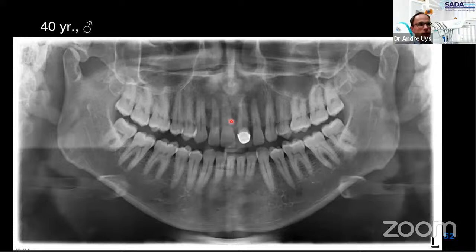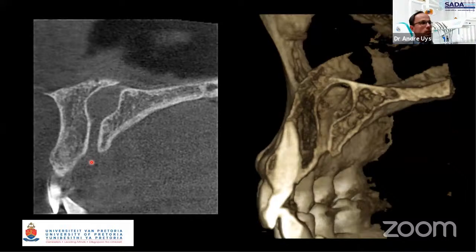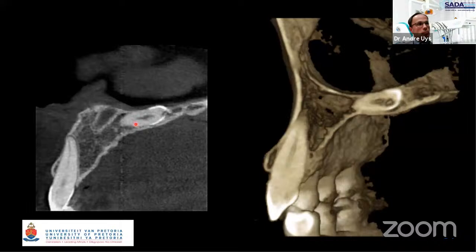And from this sagittal view, you can see that there was a nasopalatine duct cyst. So you can see that the canal actually expands. And something else that we picked up was an impacted or supernumerary tooth, a mesiodens, that was also lying there. And that's that faint outline that we saw on the panoramic radiograph.